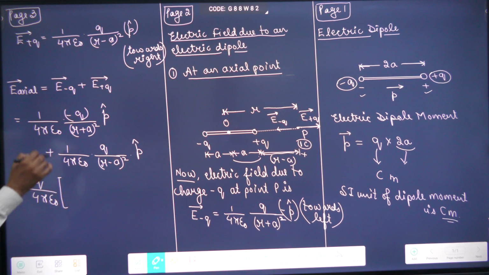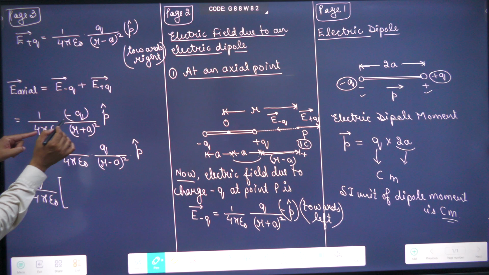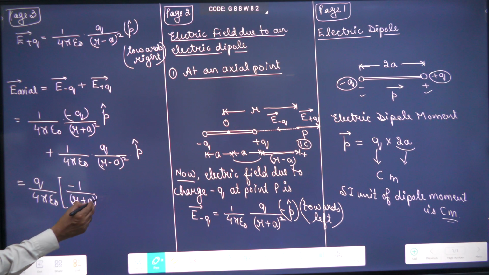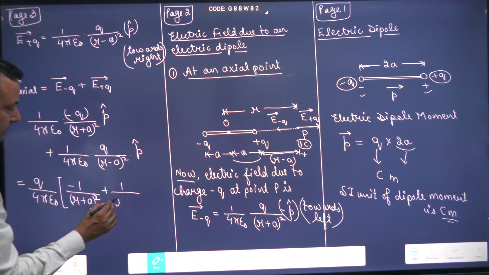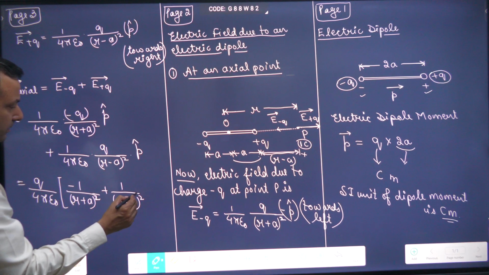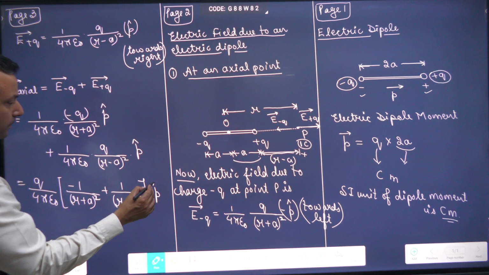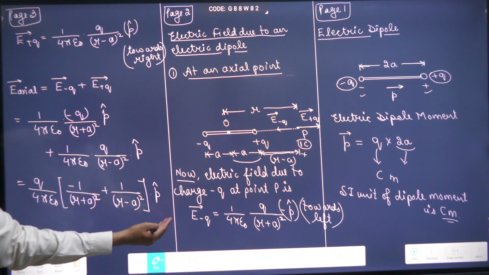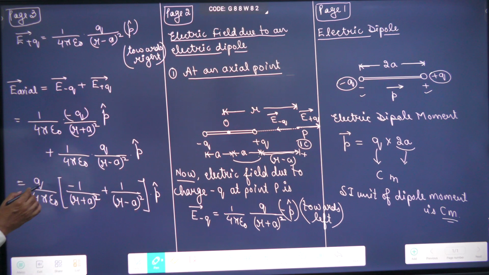So what will be left over? If we take Q upon 4 pi epsilon naught common, then minus 1 upon (R plus A) whole square is left in the bracket, plus 1 upon (R minus A) whole square. We have also taken P cap common and written it to the right of the bracket, and Q upon 4 pi epsilon naught to the left of the bracket. Is it clear to you? All right.